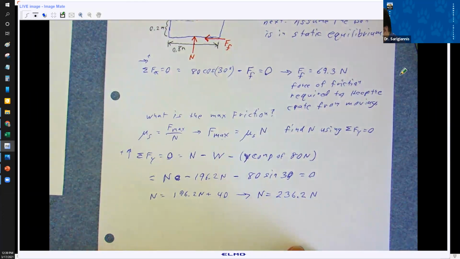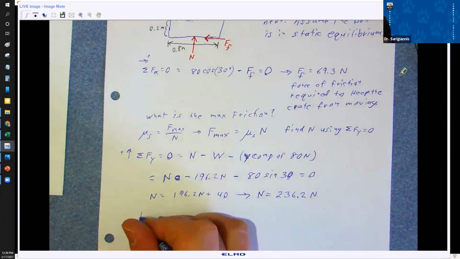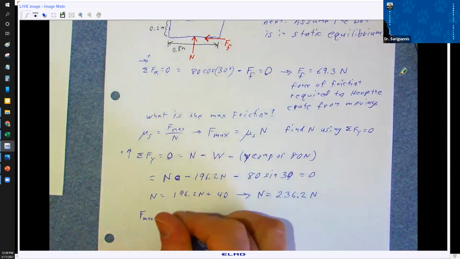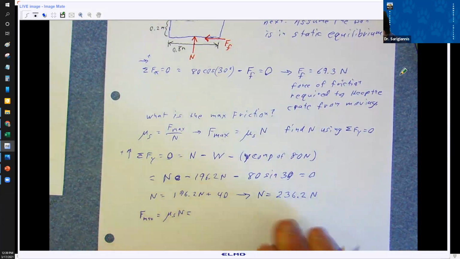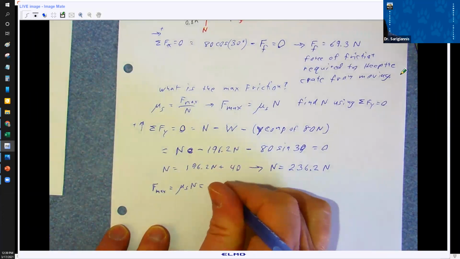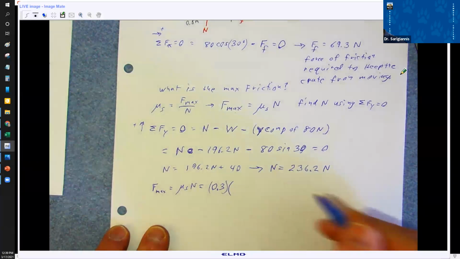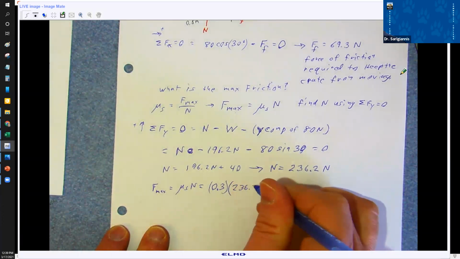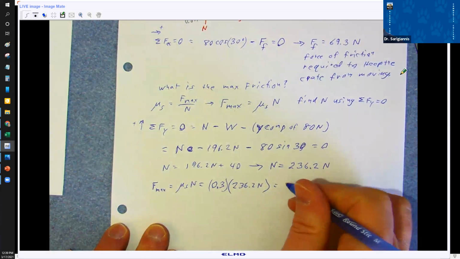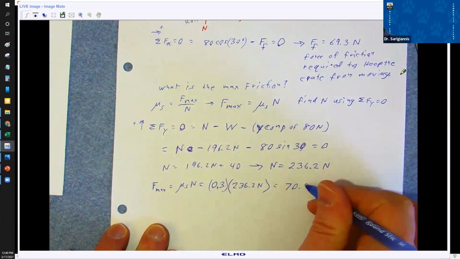Now we're going to figure out F max, right? What was mu s? Mu s was 0.3. That's the coefficient of static friction. And the normal force is 236.2. And, well, I already have the number here. That gives us 70.86 newtons. I'll round that in a minute.